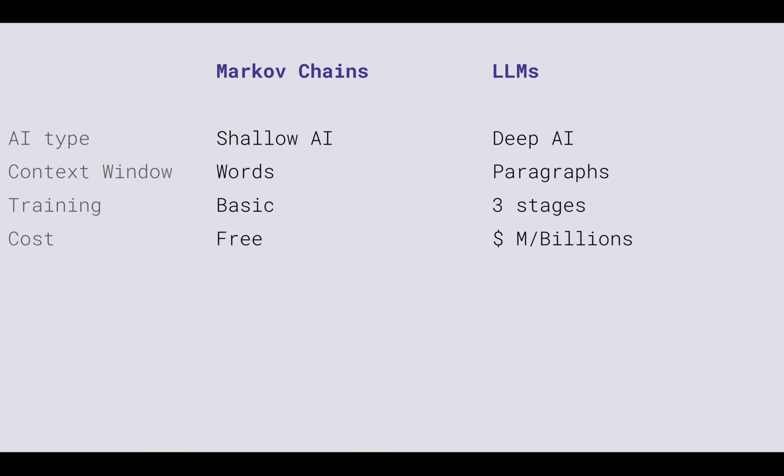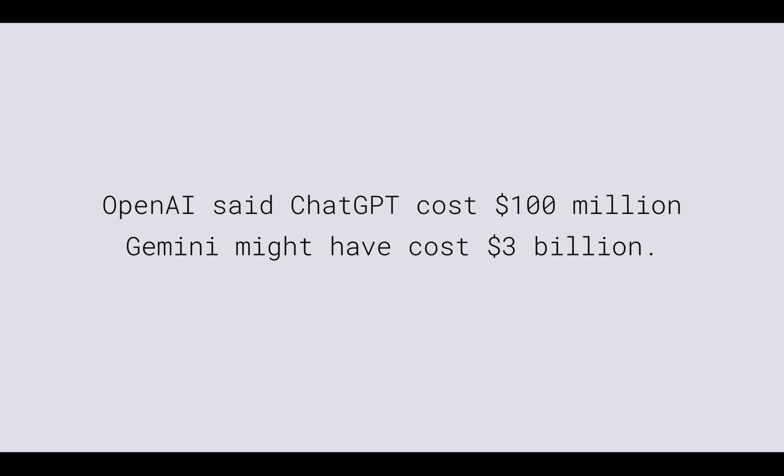Now, as part of that, we also talk about the cost of these models. With a Markov chain today, you can run a Python script and it will basically generate one for you. It is essentially free. Even back in 2010, the reason people were making Twitter bots is because they were essentially free to make. Now let's talk about LLMs. We're talking in the millions or even billions of dollars to train these models. OpenAI said ChatGPT 3, I think, cost about $100 million to train. For Gemini, there are some reports that it might have cost up to $3 billion to train one of the Gemini models.